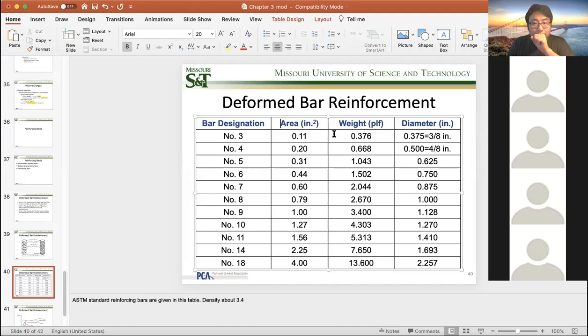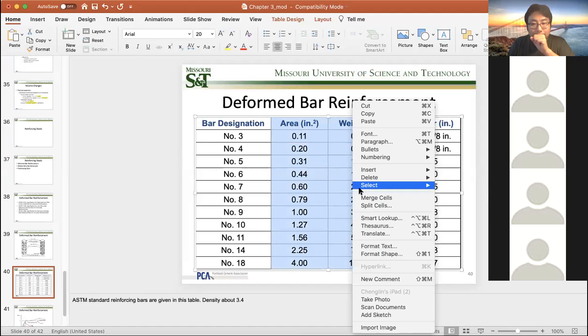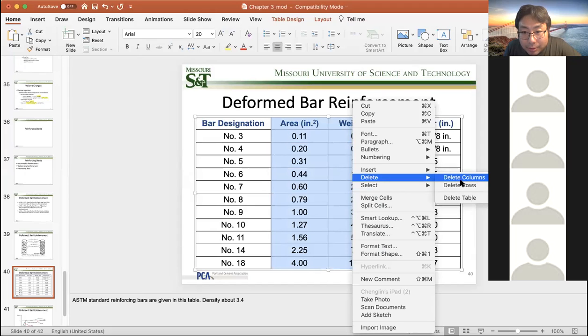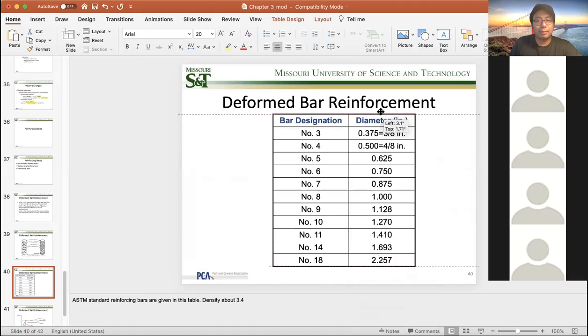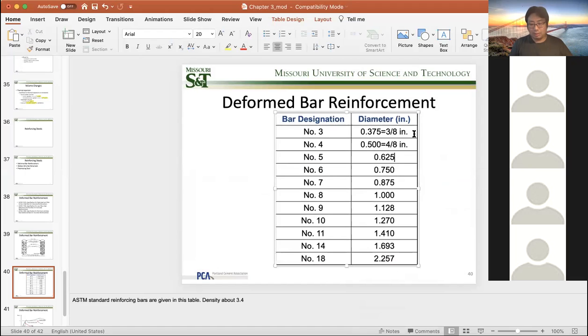So let me try to hide these two columns here. Let me just delete these two columns, only left with this. So as I keep typing, this is equal to 5/8 inches, and this is 6/8 inches.